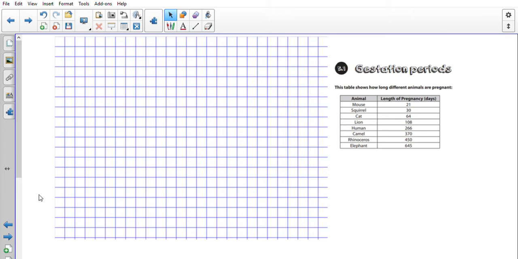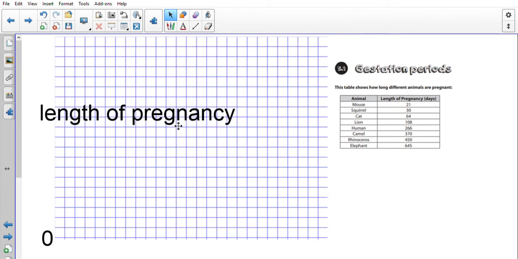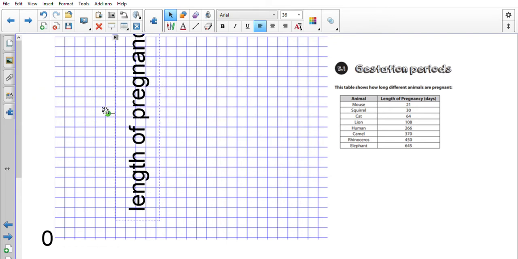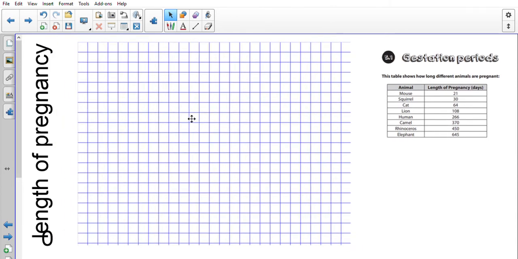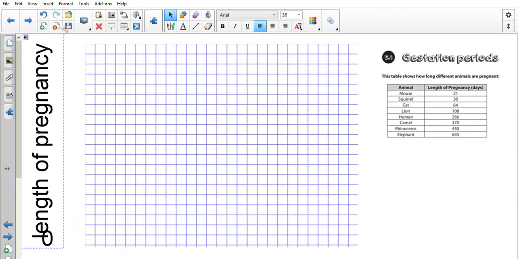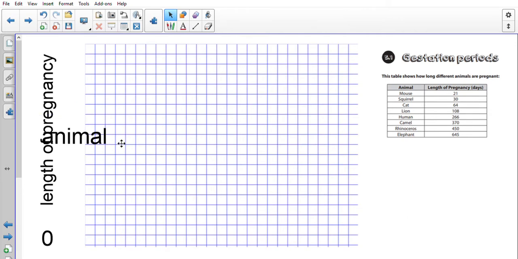We need to label our X and Y axes, and we also need to put our 0 at the start. We're going to label the length of pregnancy on this side. Make sure you leave enough space to write your numbers. So we've labelled this axis as the length of pregnancy, and along the bottom we are going to write animal. We've labelled our axes, which is really important to do.